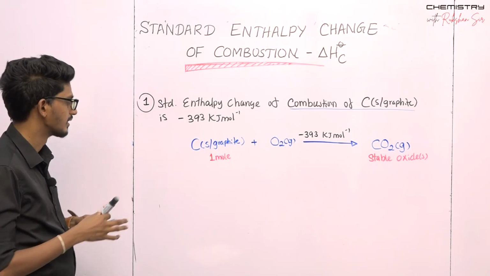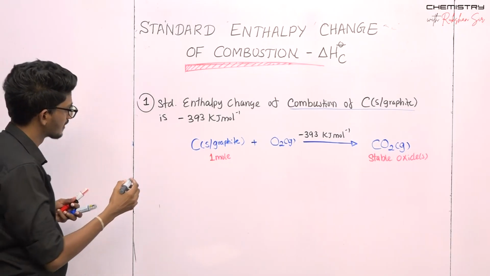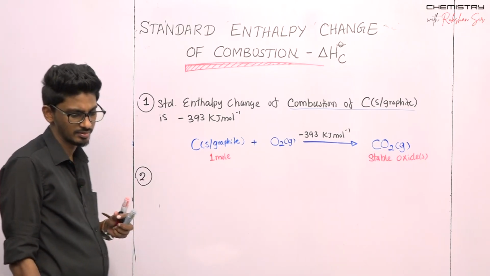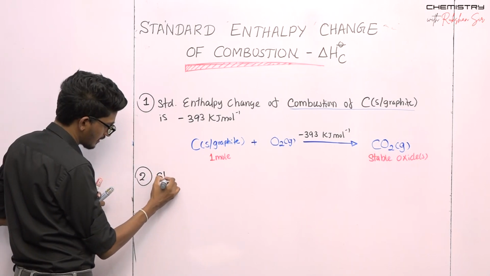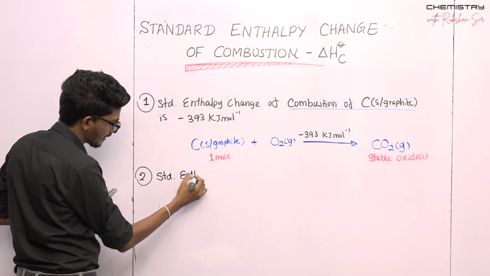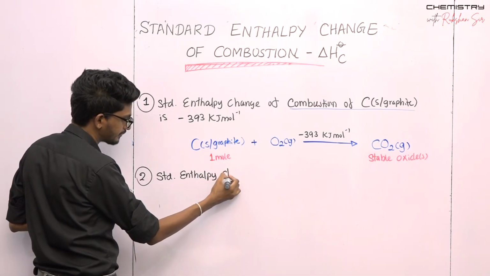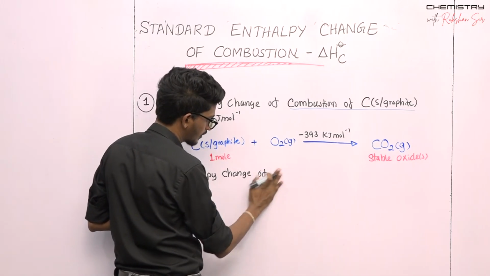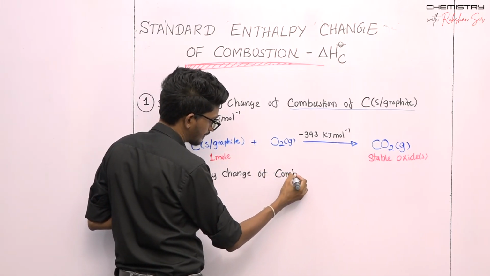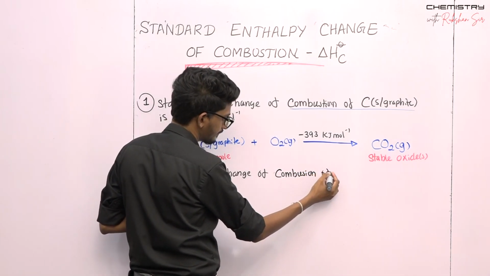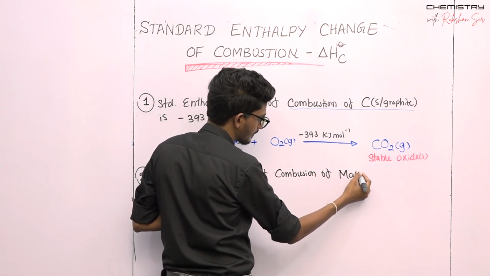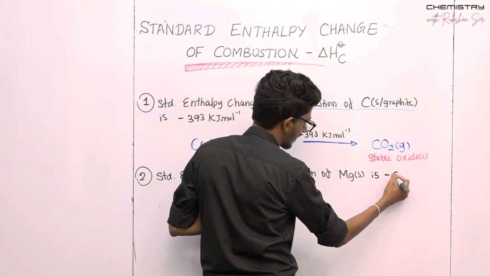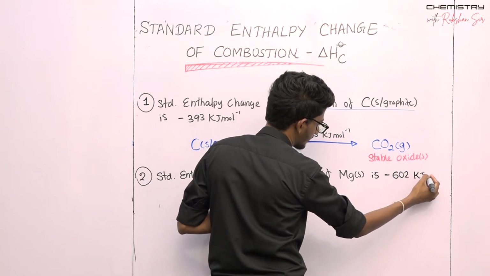Now the thing is clear. Let's come up with another example, the second example appearing in your notes. That is all about the combustion of magnesium. The standard enthalpy change of combustion of magnesium solid is given as minus 602 kilojoules per mole.